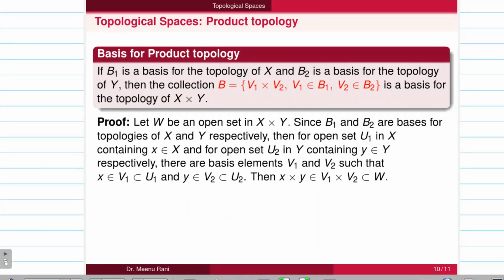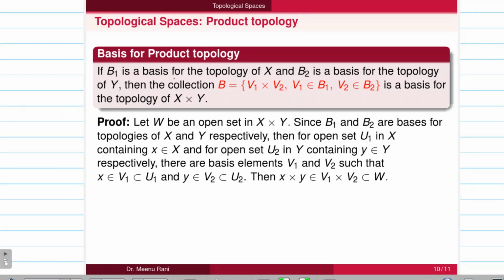Further we will discuss the basis for the product topology. If B1 is a basis for the topology of X and B2 is a basis for the topology of Y, then the collection B, in which we have taken V1 cross V2, where V1 is a member of base B1 and V2 is a member of base B2, then prove that this collection forms a basis for the product topology. Now for the proof, let W be an open set in X cross Y.